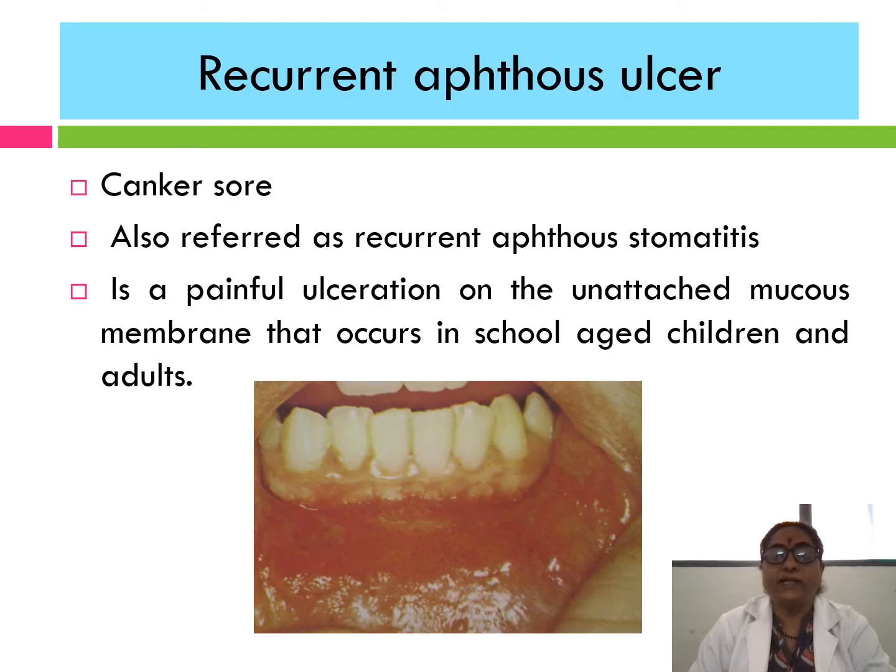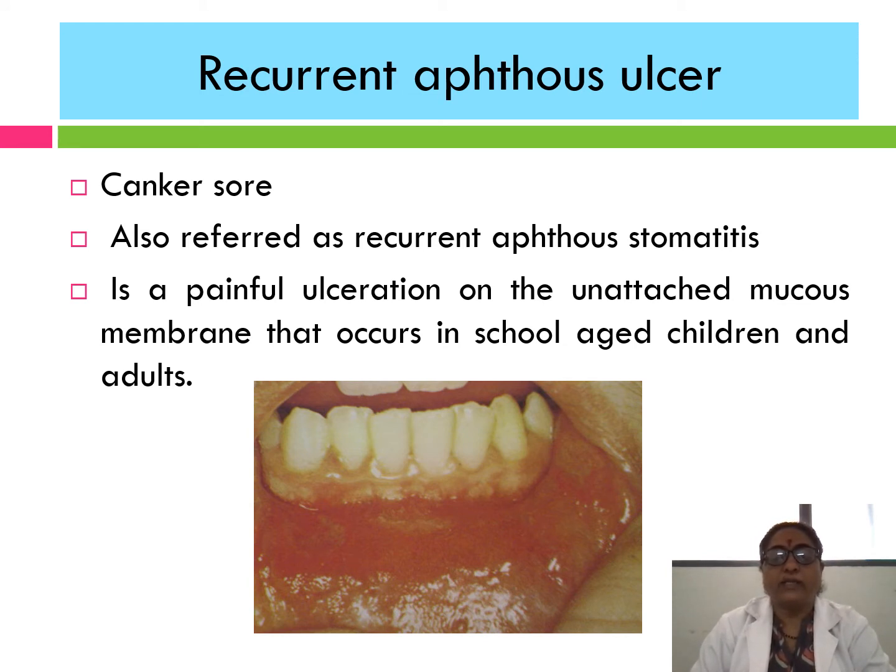Next, coming to the recurrent aphthous ulcers, you can see here the small ulceration on the lip or the gingival margin or the mucosal margin. It is also seen as recurrent aphthous stomatitis. It is a painful ulceration on the unattached mucous membrane that occurs in school age children and adults. Usually they say it is stress induced gingivitis. So with reduction of the stress or correction of any nutrition deficiency, it will usually take care of itself.